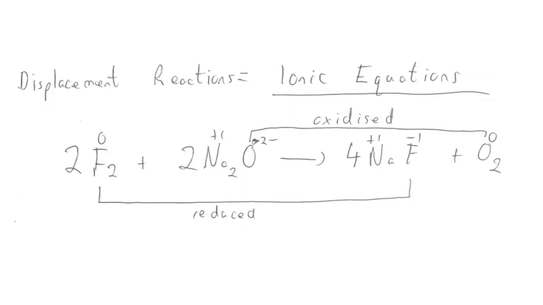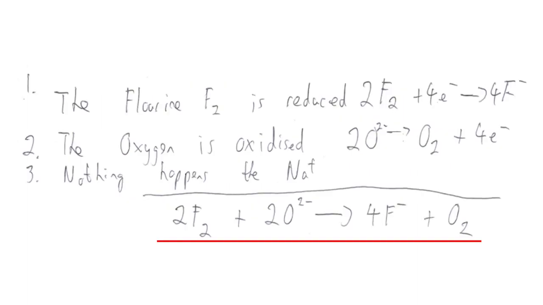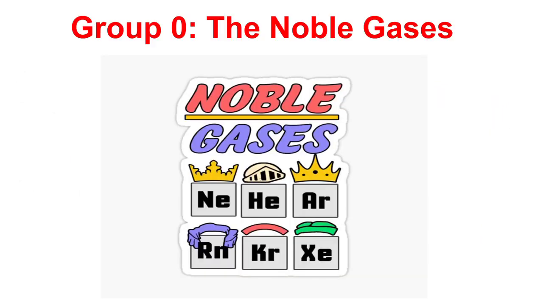Next, here's another example with fluorine displacing oxygen. Okay, now as you can see again, nothing happens to the sodium, so we ignore that. And here's the overall ionic equation. Now you might want to rewind this a couple of times to make sure you see where the charges come from. Now on to group 0, the noble gases.